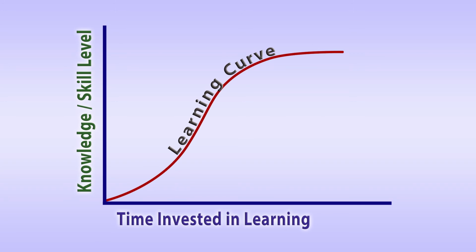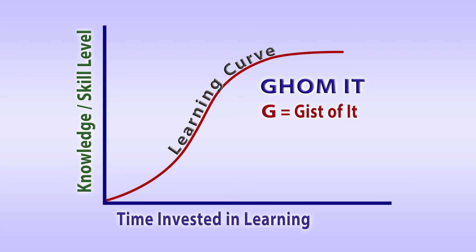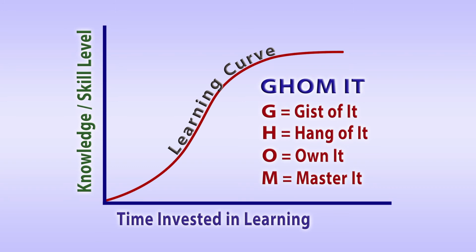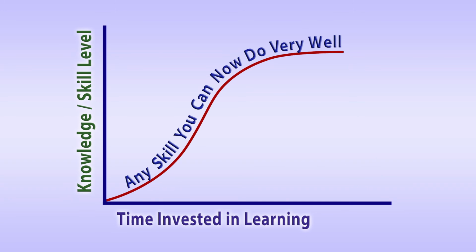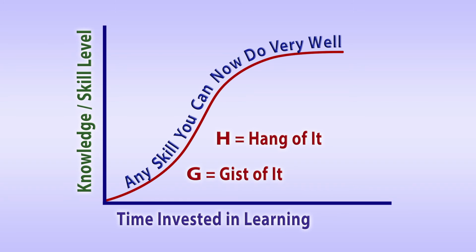Understanding the learning curve when learning any skill is very helpful, so I developed an acronym to describe it that I call GHOM. G is getting the gist of it, H is you're getting the hang of it, O means you're beginning to own the new skill, and M equals mastering that skill. In any skill that you can now do very well in your life, first you needed to get the gist of it, the general idea of something, how it works, or what you need to do or learn to make it work. Then, by practicing what you've learned, there is a point where you begin to feel you've got the hang of it. You become more comfortable with applying what you've learned.